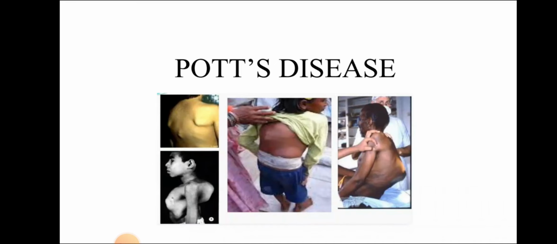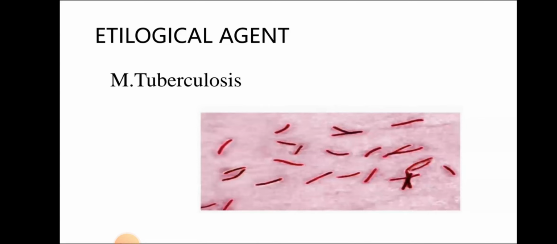And about the etiological agent, Pott's disease or TB spine is caused by the bacteria Mycobacterium tuberculosis. It is a rod-shaped, non-spore-forming, thin, aerobic, weakly gram-positive bacterium, and that is the etiological agent for this condition, Mycobacterium tuberculosis.